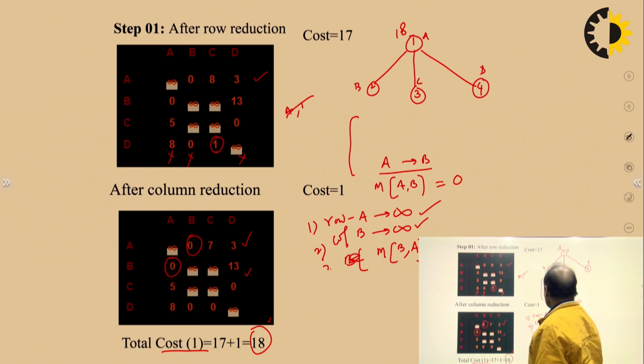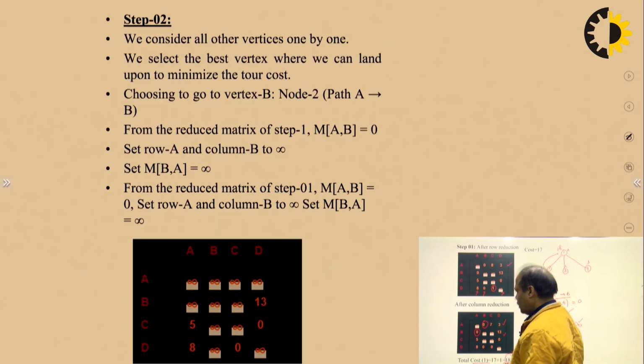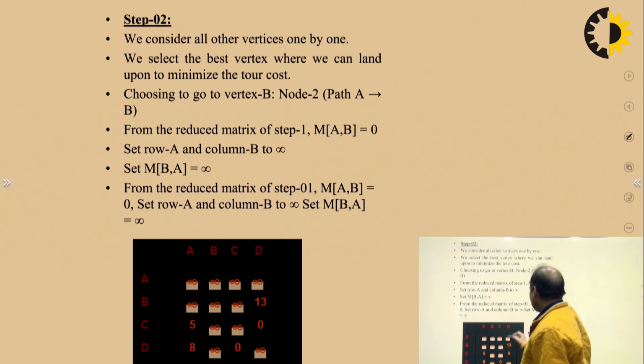Number three, since you are going from A to B, definitely you have to come back from B to A. So this B to A is also going to be infinity. After doing this transformation, this is your matrix, right? Again, you have to start reducing it.